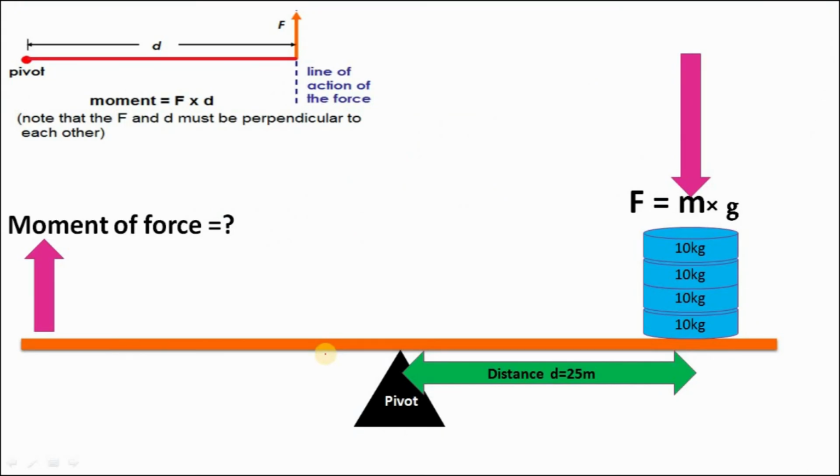Here is an example problem for you. Let's check it out. What is the moment of force when we are applying 4 masses of 10 kg each and the distance from the pivot is 25 meters? What is the moment of force? I hope you understand this concept.